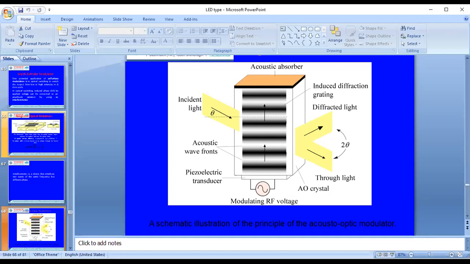Do you have any idea about this piezoelectric transducer? Anybody have this idea? What is the basic principle of piezoelectric transducer? Anybody?